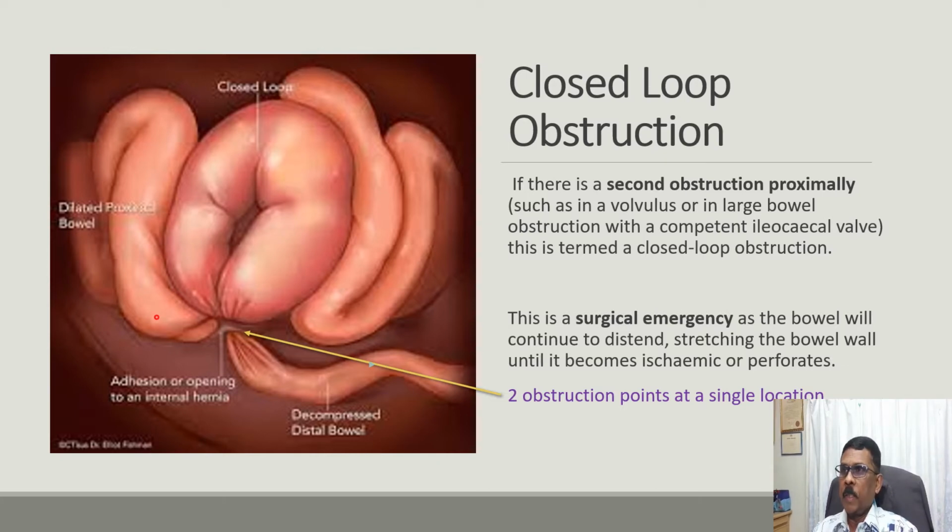Here you can see the proximal dilated segment and the distal segment which is collapsed. So the main thing is two obstruction points at a single location in the line of the small intestine.